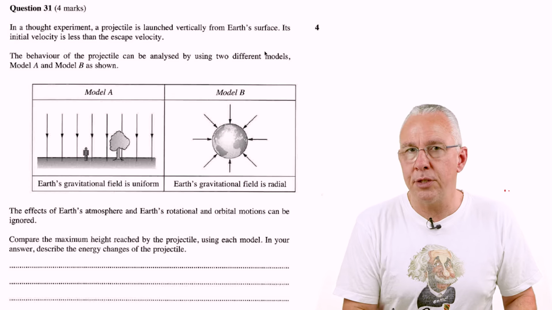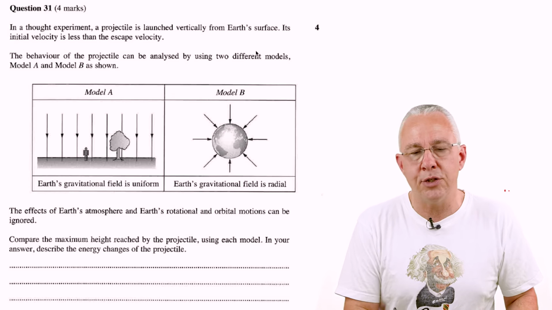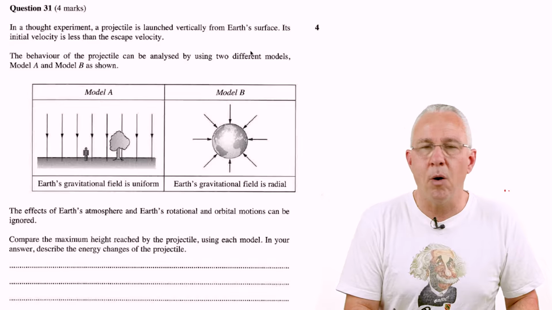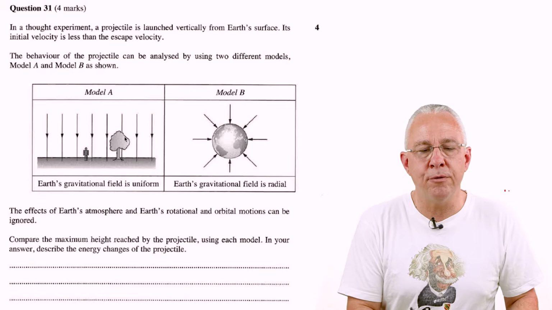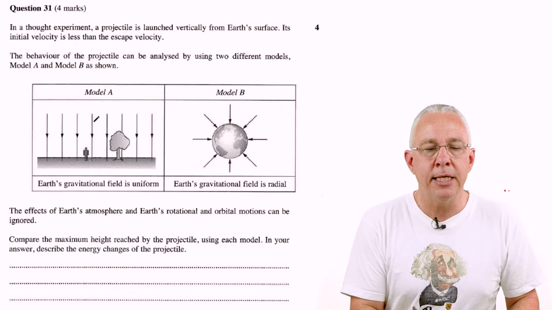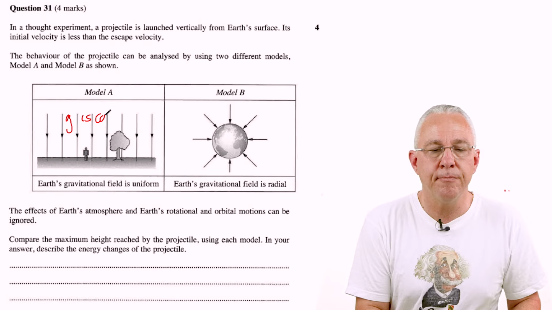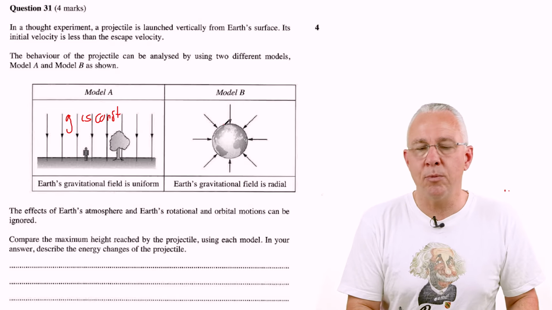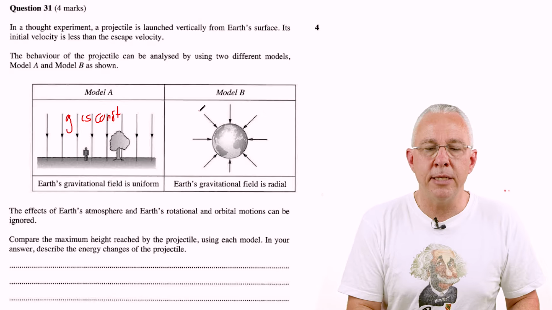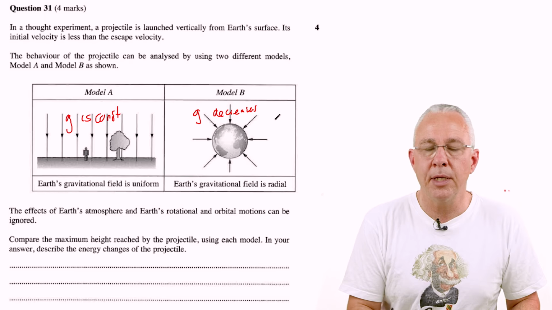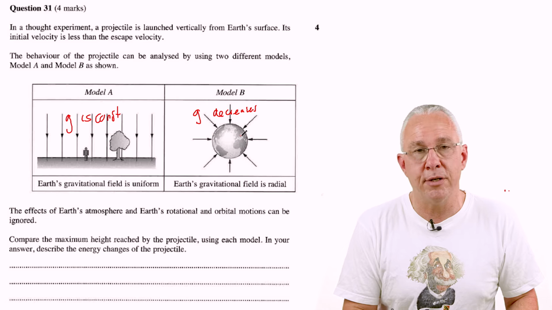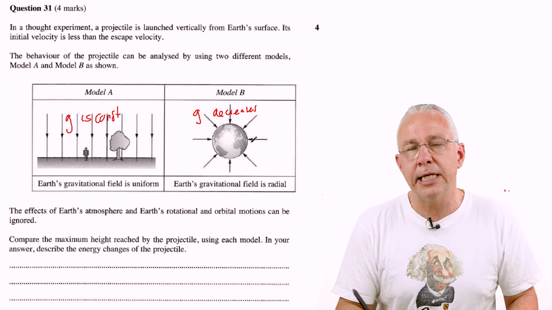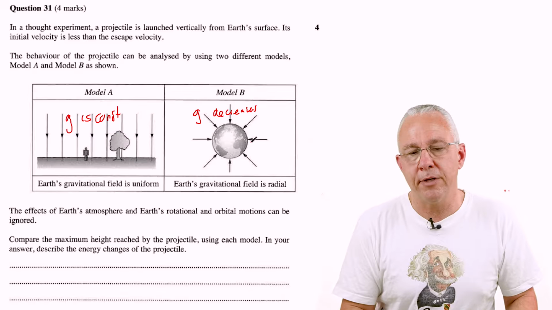Now, being a 4-mark question, I don't think this requires a big calculation to work out the two differences between the models. I might refer to it as we go along. But the first point here is that in model A we have a uniform gravitational field, and what that means is that g is constant. Whereas in model B, we have a radial field, which means that the value for g decreases as you go out. Because the value 9.8 meters per second squared is the value we have here on the Earth's surface, but it progressively gets smaller because of the strength of the gravitational field.